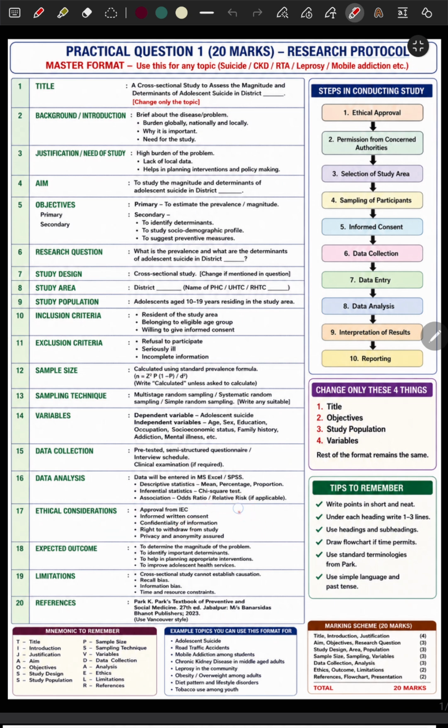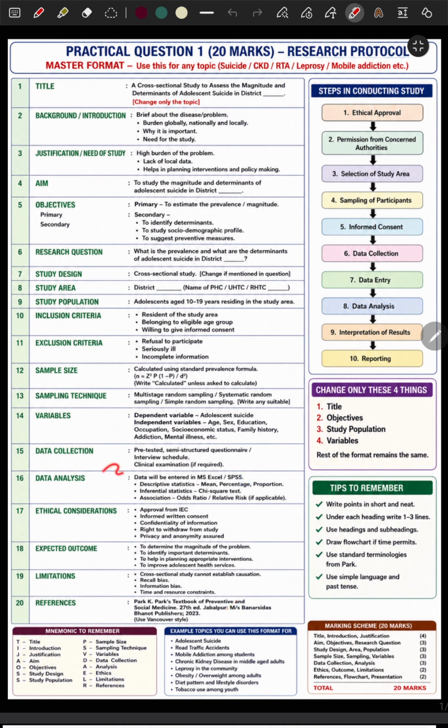Ethical considerations: approval from IEC, informed written consent, confidentiality, right to withdraw from the study, privacy and anonymity assured. Expected outcome: what is the study going to give as an outcome? Magnitude of the problem, important determinants, help in planning appropriate interventions, improve adolescent health services. What are the limitations of this study? A cross-sectional study cannot establish causation. Recall bias, information bias, time and resource constraints. And last is the references, in Vancouver style.